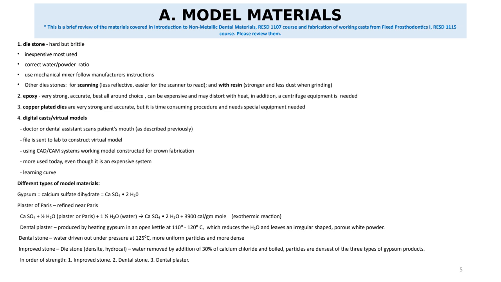Epoxy is another die material that is very strong, accurate, and the best all-around choice. It can be expensive and can be distorted by heat. In addition, centrifuge equipment is needed. I don't know how many labs are using epoxy these days to fabricate those dies, but it's good to know that it's a very accurate material. Copper-plated dies are very strong and accurate, but it's a time-consuming procedure, and it needs special equipment.